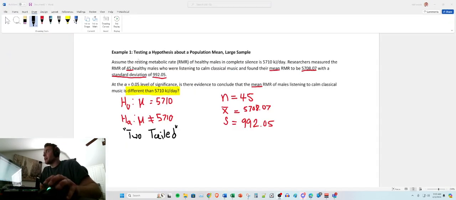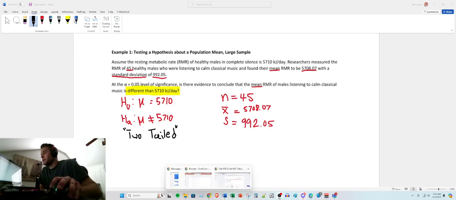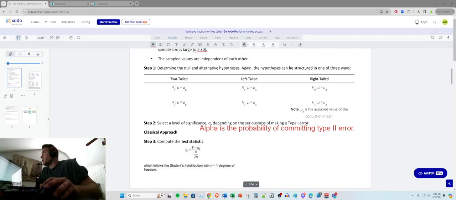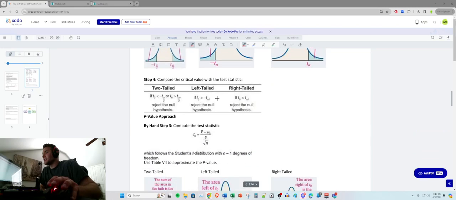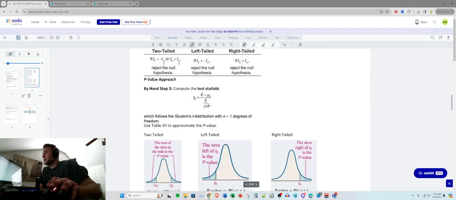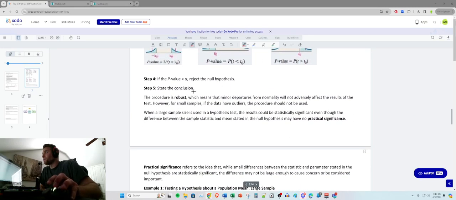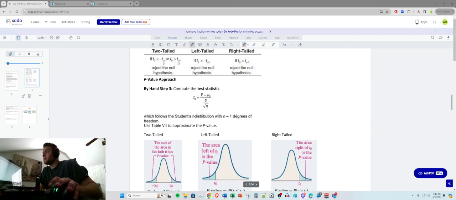Actually, strike that. We're not going to do this classical approach. If you want, you can cross through that. We're not going to be computing the test statistic. We're going to be using the technology to do this instead of this test statistic. I mean, we can still find the test statistic. We call it the critical value.